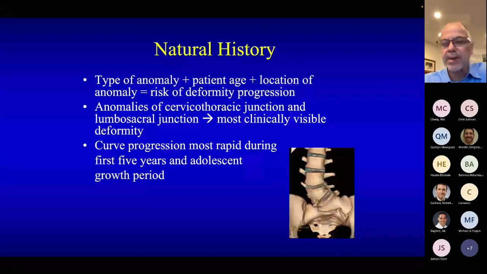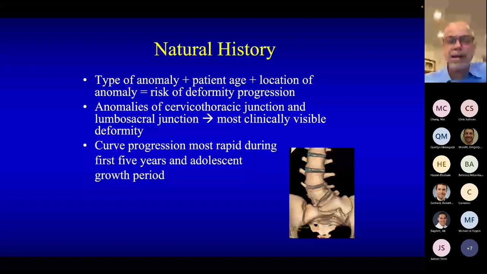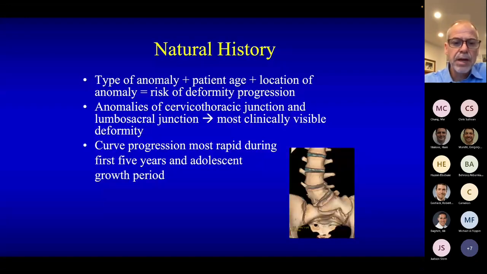The type of anomaly, so a block vertebra is going to be benign versus a bar, and so forth. Patient age: the younger the patient, the more growth potential, the greater the risk of deformity. And then the location of the anomaly actually plays a significant role, with the lumbosacral junction or cervicothoracic junction and so forth being the most clinically visible, but also the greatest risk of progression. In terms of curve progression as well, it also happens when the growth is fastest, and that's typically within the first 5 years of life, and then when patients have their adolescent growth spurt.